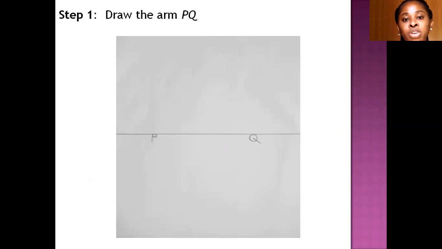Step 1, draw the arm PQ. You draw it the same way you draw your line segment AB. What changes is the letter. You can use any kind of letter of your choice. You can say let it be AB, but mine is PQ. Draw the arm PQ. You can see it on screen.